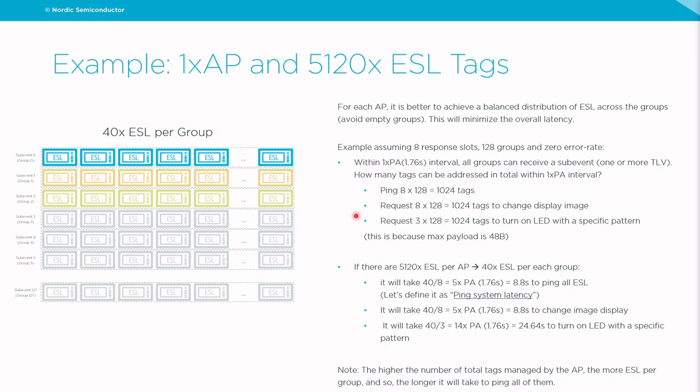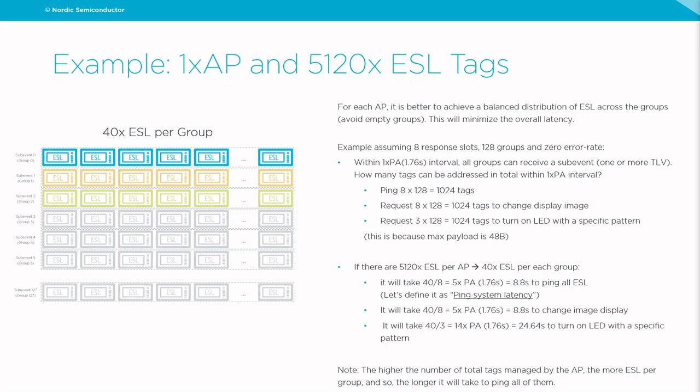For the commands to request a tag to change the LED pattern, this can be different, and this is due to the fact that the TLV size, the command size, is different compared to a ping command, and so for each subevent you can address fewer tags with the same ESL payload of 48 bytes. But overall, it's easy to understand how many tags you can at least ping in each periodic advertising. And the parameters that will set the responsiveness of the system are at least 3, as we have seen: the periodic advertising interval, the number of response slots, and the number of groups.